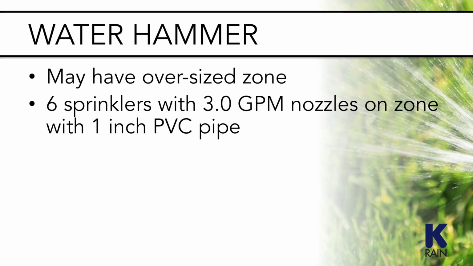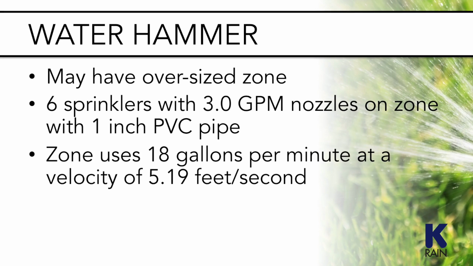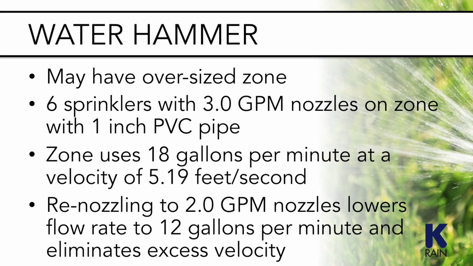Suppose you have 6 sprinklers with 3.0 gallon per minute nozzles on a zone with 1-inch PVC pipe. The zone uses 18 gallons per minute and will create a velocity in the pipe of 5.19 feet per second, potentially creating water hammer issues. Re-nozzling the sprinklers in this zone to 2.0 gallon per minute would lower the flow rate for the zone to 12 gallons per minute and would eliminate the excess velocity in the pipe.